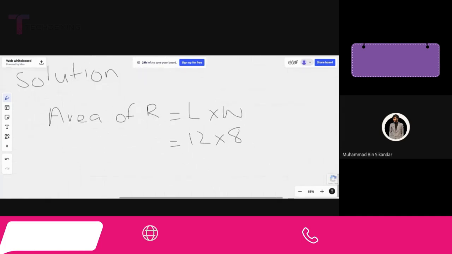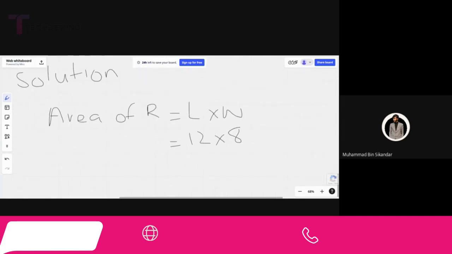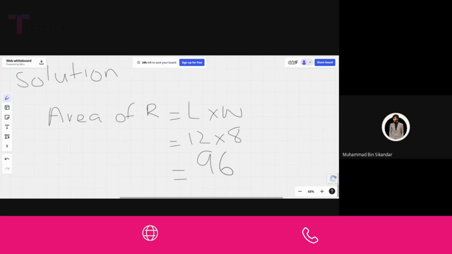So I'm going to multiply these two. What will be the answer? 12 eights are, if you multiply 12 by 8, it would be 96. That's good. But this is incomplete. Why is this incomplete? Why am I focusing on it?